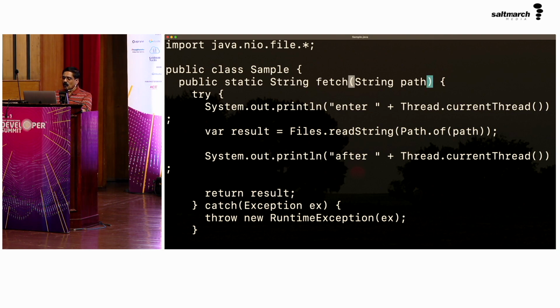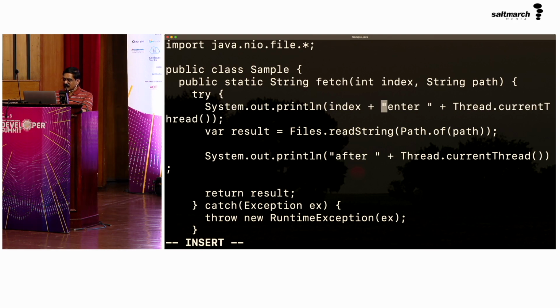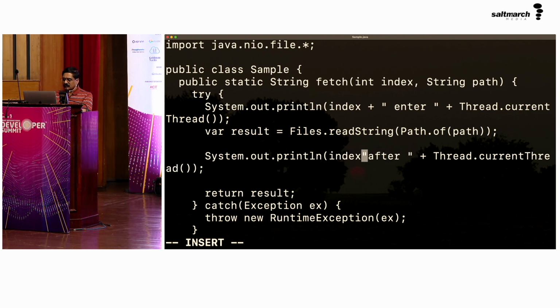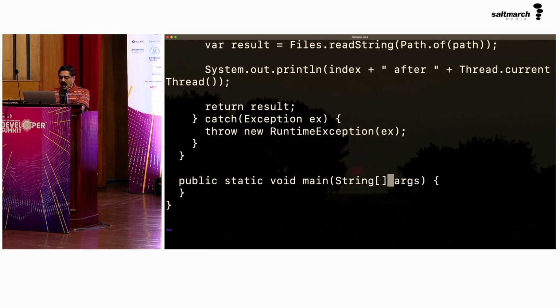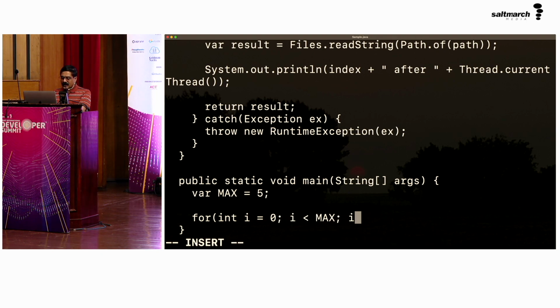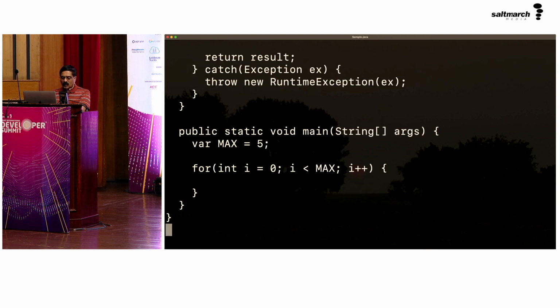And just to make this a little bit more interesting, I'll add the index so we can take a look at it as well. So I'm going to say index plus enter. Similarly, index plus after. Then we're going to come in, display that, and move on. That's all we are doing. So I'm going to say max is equal to, let's take 5, for int i equal to 0, i less than max, i plus plus. Again, you wouldn't want to really create threads like this, but I just want to demonstrate in a simple way.